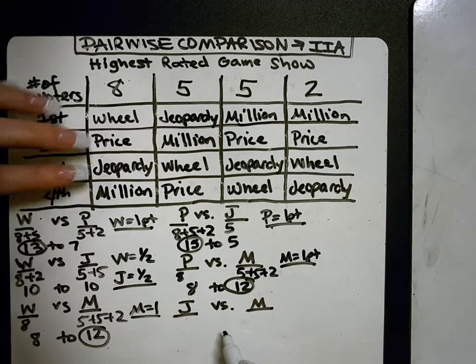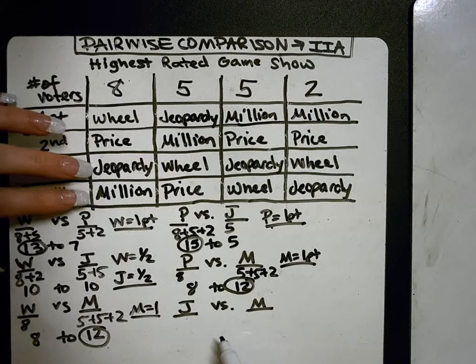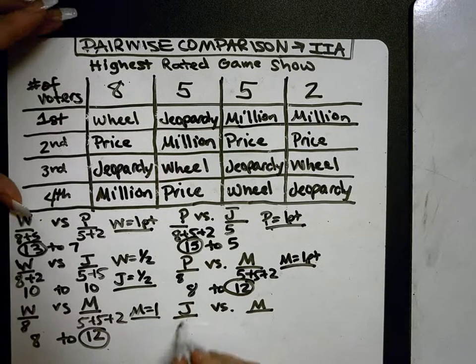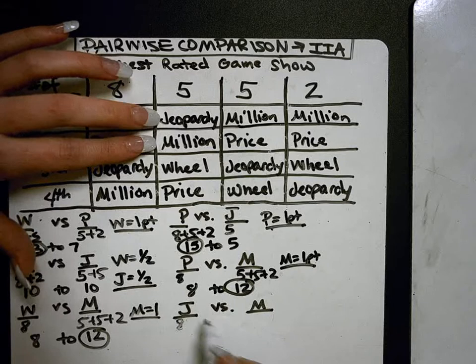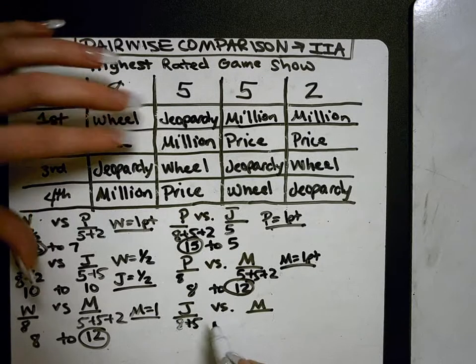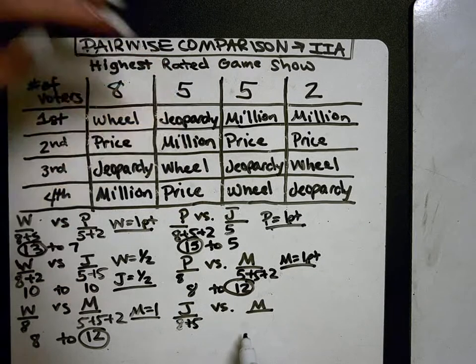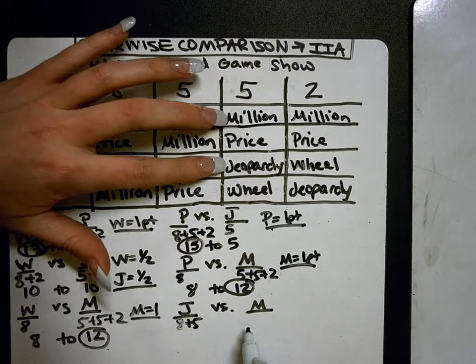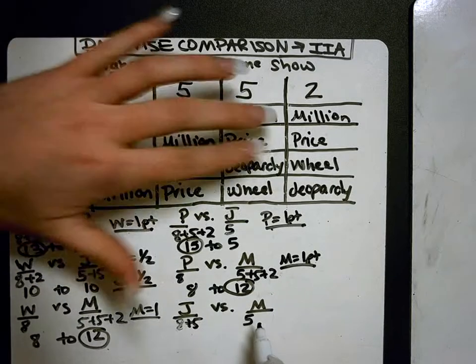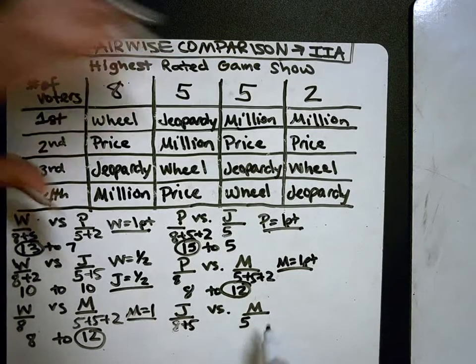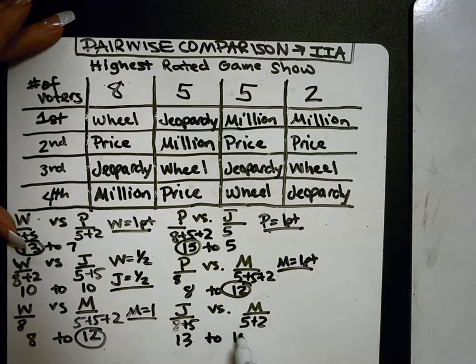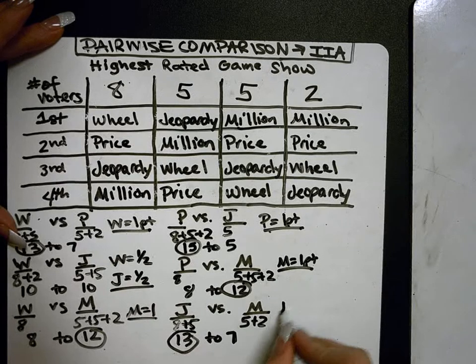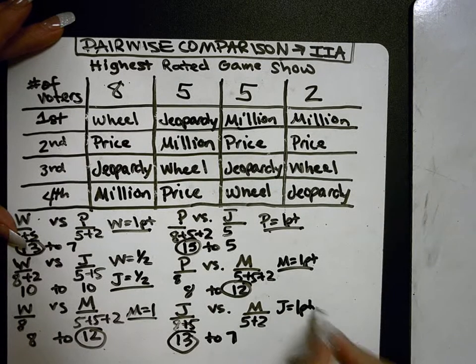Jeopardy versus Millionaire, our last head-to-head. Jeopardy is preferred over Millionaire. Jeopardy gets 8. Second column, Jeopardy is preferred. Jeopardy gets 5. Third column, Jeopardy and Millionaire. Millionaire is preferred. Millionaire gets 5. And lastly, Millionaire is preferred again. Millionaire gets those 2. So we have 13 to 7. Jeopardy wins. Jeopardy gets 1 point.